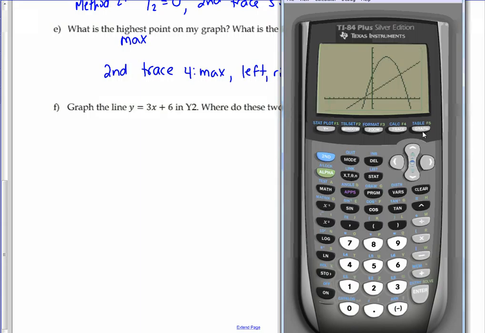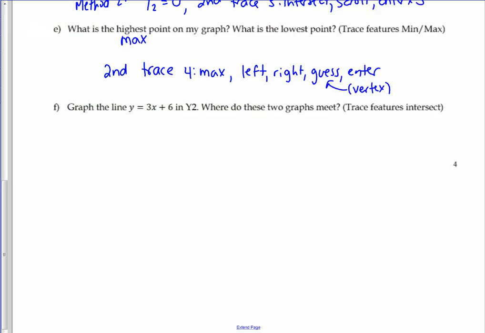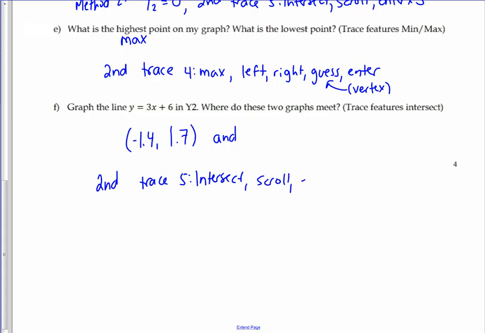How am I going to find the intersection point? Yeah, second trace 5. We scroll to the one we want because there are 2 intersection points. And then just push enter 3 times. 1, 2, 3. So negative 1.4, 1.7 is 1. And then find the other intersection point. Type that in.